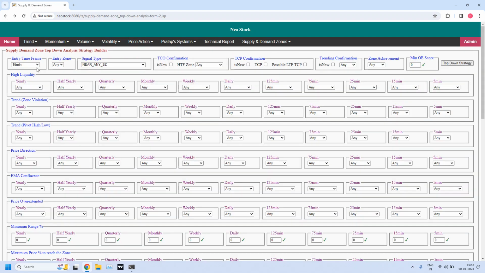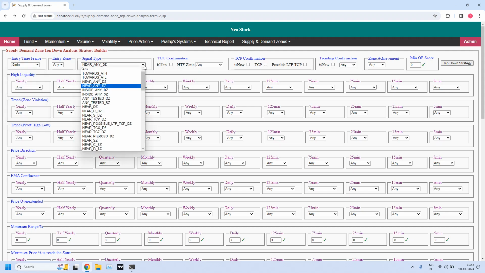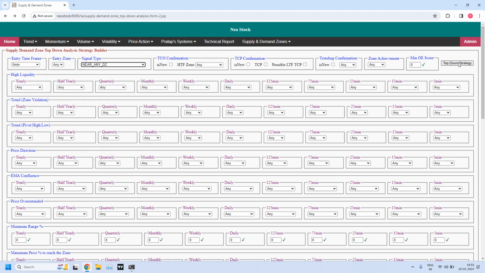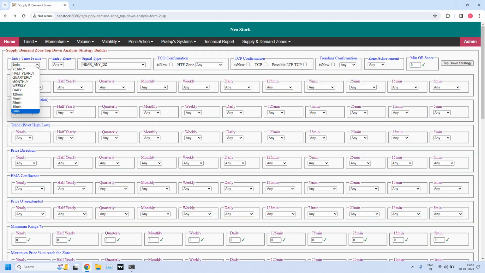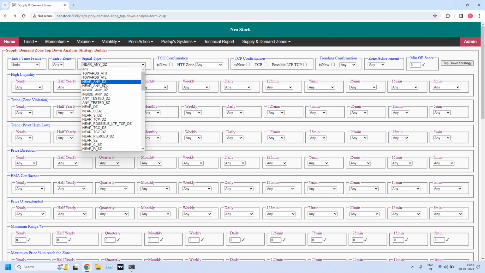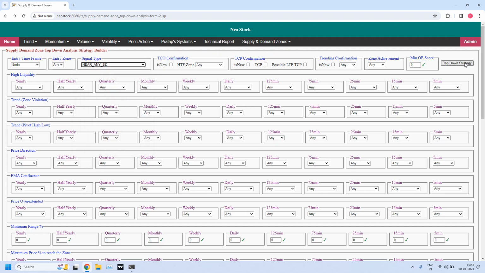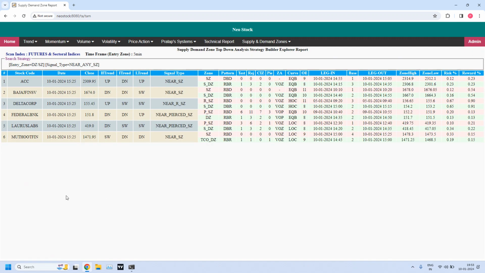Let's go back. Let us change the time to 5 minutes. Let us find the stocks near 5 minutes demand zone. So these 6 stocks are filtered. Let's go back. 5 minutes time frame. Let us find the stocks near 5 minutes supply zone. So these 6 stocks are near the 5 minutes supply zone.